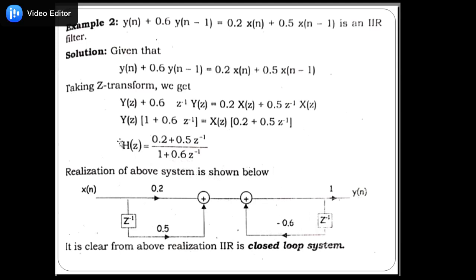Suppose you consider this with respect to the output side, that's why the sign will be changed. Why? Because the arrow is shown from the output side to the input side, that's why the sign will be changed. Okay, why is that one sign not changed? Because the arrow goes outward from the input side, but here that 0.6 is in the opposite direction, that's why the sign will change. It is clear from the above realization that an IIR filter is a closed loop system.